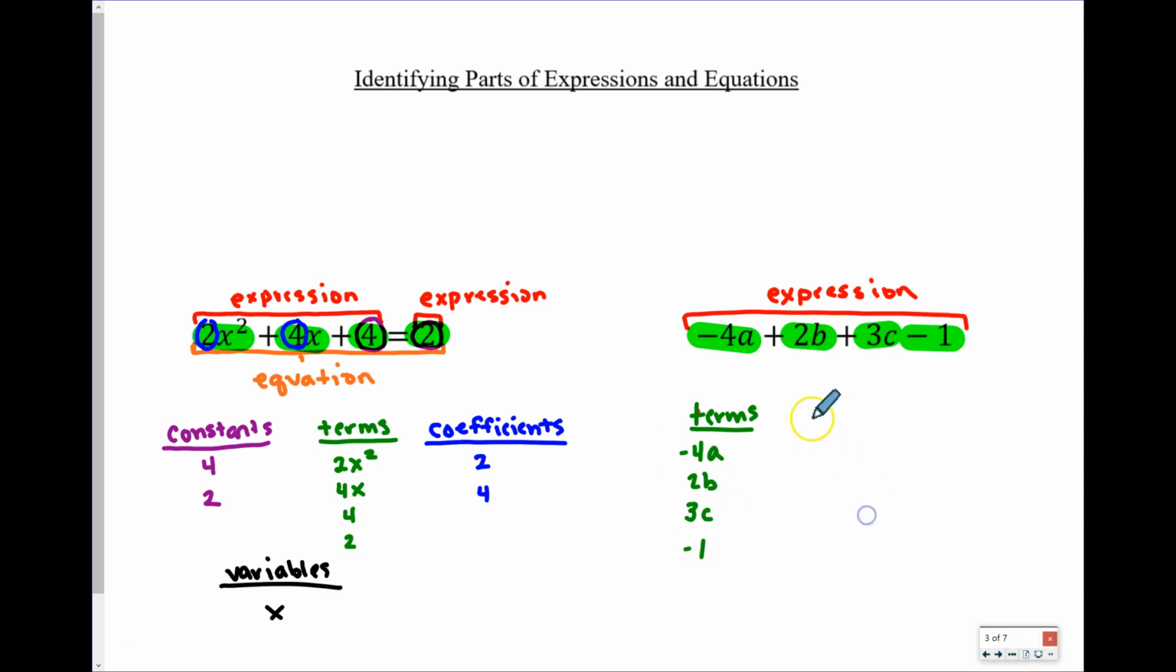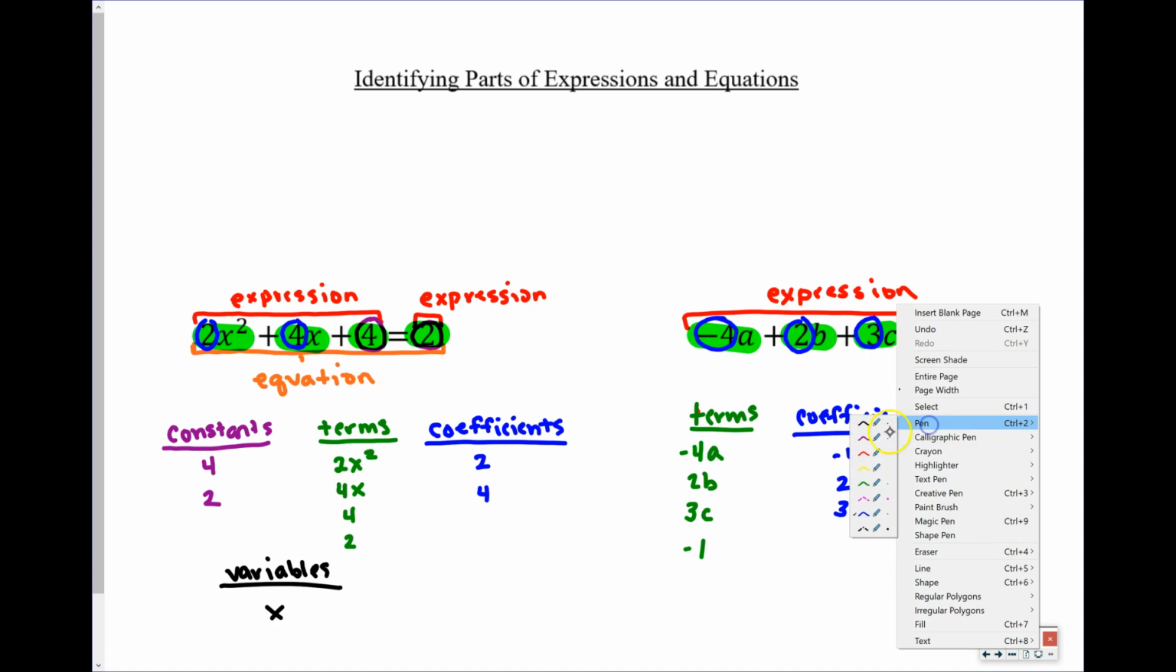My coefficients are going to be the negative 4 in front of a, the 2 in front of b, and the 3 in front of c. I only have one constant.